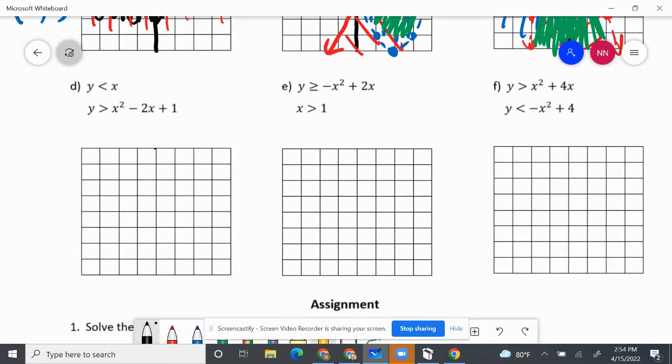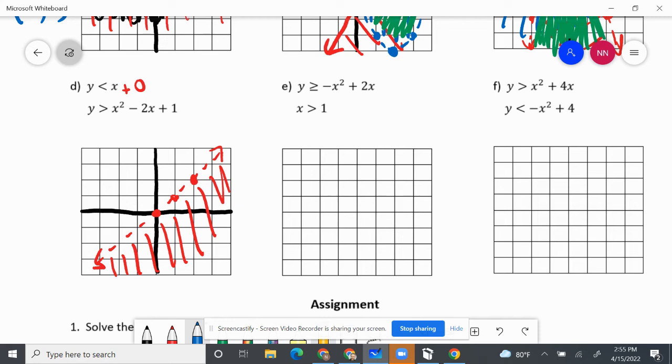Okay, once again, I'm going to start off with my linear inequality. So I see that there's no y-intercept, so I plot the point at 0, and then my slope is 1, so I go up 1 to the right 1, and then up 1 to the right 1 again. I draw a dashed line, and less than means I shade below.